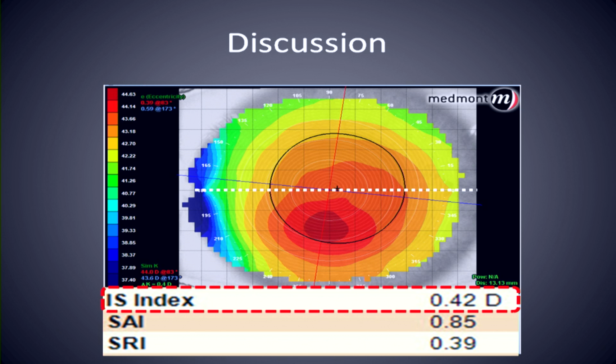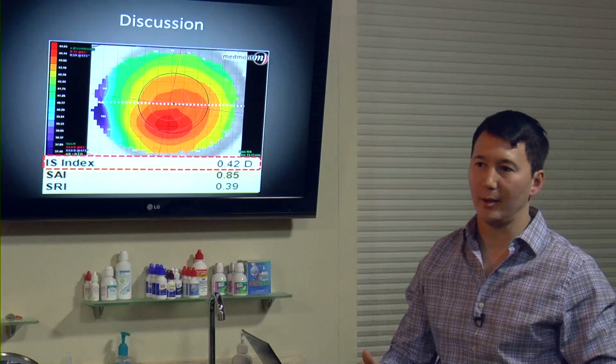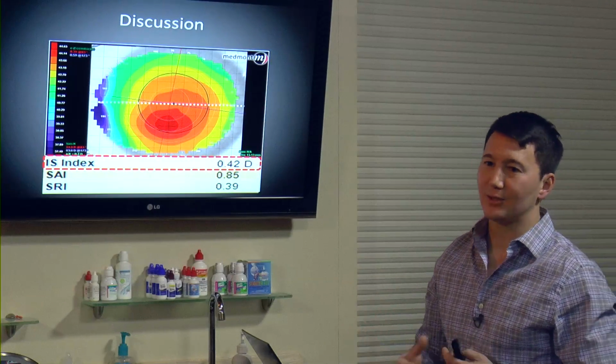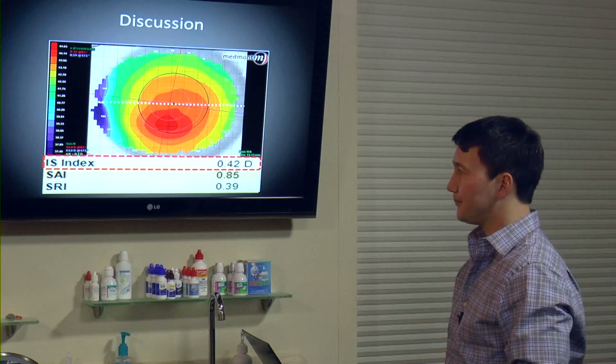In this case, the inferior hemisphere is around a half diopter, 0.42 diopters, steeper down here than it is up here. The threshold for disease is 1.5 diopters. So this patient, at least as far as the IS value goes, would not be considered a diseased eye.